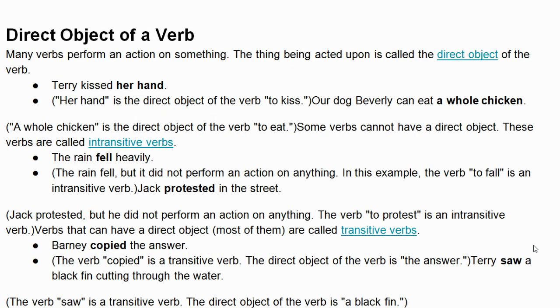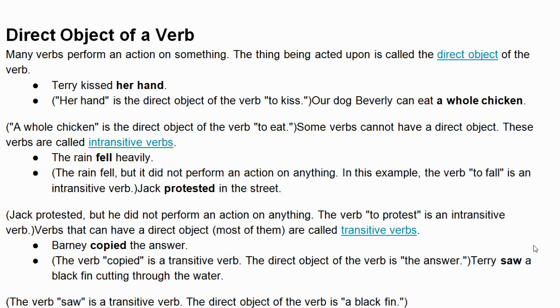Now, direct object of a verb. Many verbs perform an action on something. The thing being acted upon is called the direct object of the verb. Terry kissed her hand. Her hand is the direct object of the verb to kiss. Our dog Beverly can eat a whole chicken. A whole chicken is the direct object of the verb to eat.